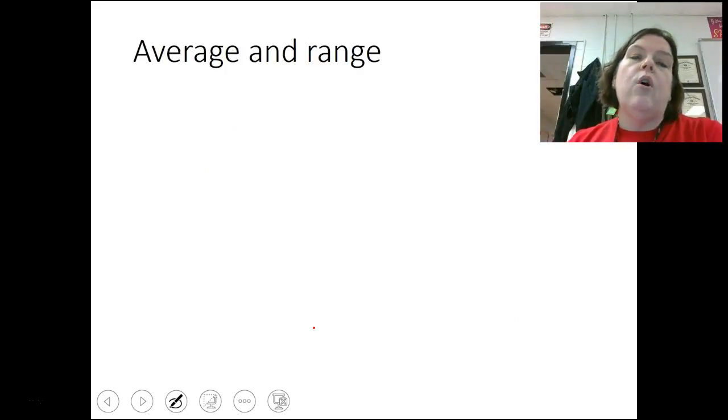So average and range. Average and range are a way that we determine accuracy and precision. Average is a way that we show accuracy. Basically, we're trying to see how accurate our data was. Range is the way we show precision. So the smaller the range, the more precise your data was. The range is basically the difference between the smallest and the largest of your numbers. An average is exactly what you know an average to be. You add up all your numbers, you divide by the total number of numbers you had.